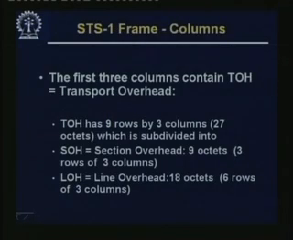The first 3 columns contain transport overhead, and TOH has 9 rows by 3 columns, that means 27 bytes, which is subdivided into section overhead, SOH, 9 bytes, that is 3 rows of 3 columns, and LOH, that is line overhead, which is 18 bytes, that is 6 rows of 3 columns. So, we have a section overhead and we have a line overhead. Remember, we have these 3 concepts: section, line and path. We have not talked about path overhead. There is some path overhead also, and it goes into the envelope. So, as far as the line and section are concerned, these are the overhead bytes.